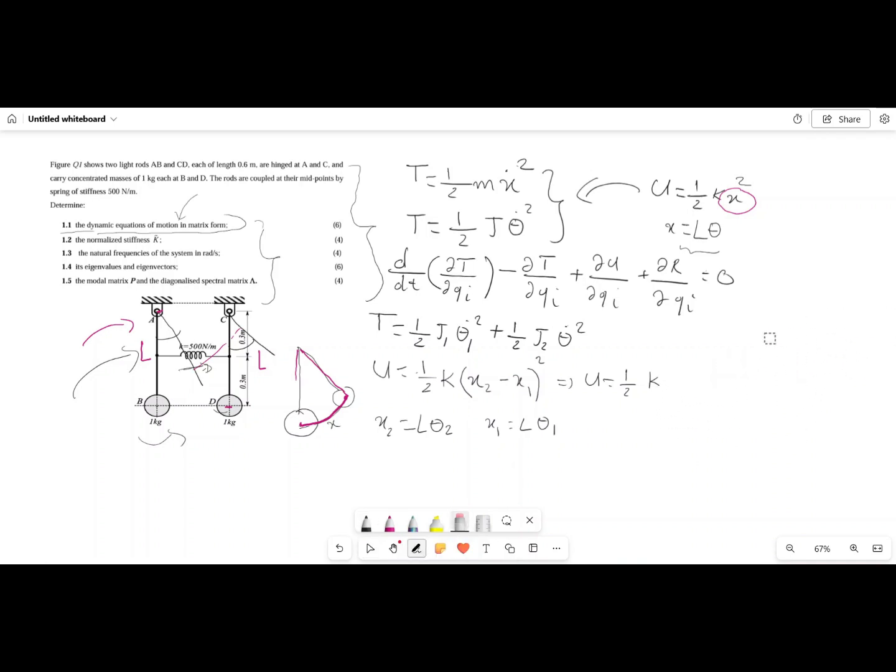Sorry. This is how the displacement will be. So it's going to be K. So in this case here, inside we'll have L theta 2 squared. No, I'm repeating the same mistake.